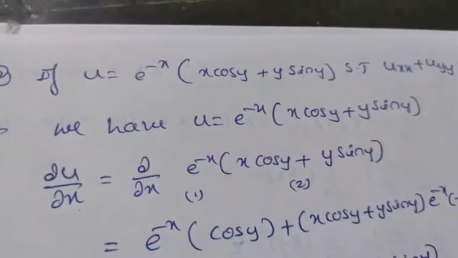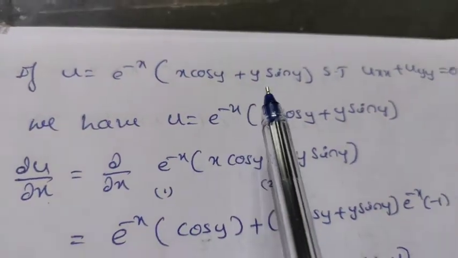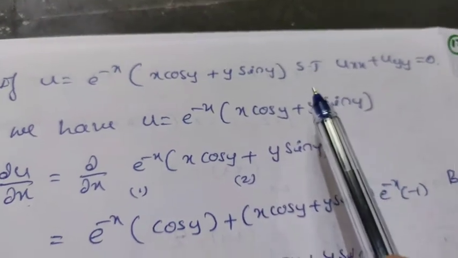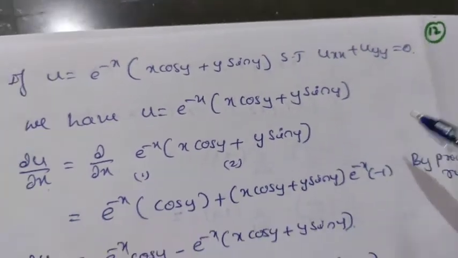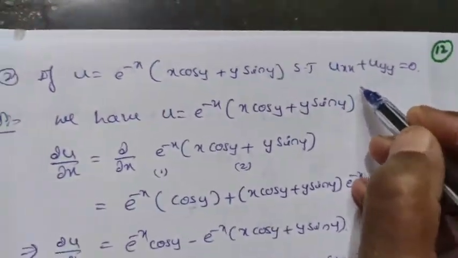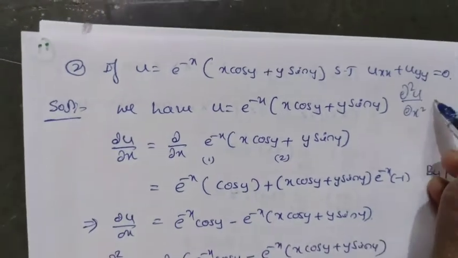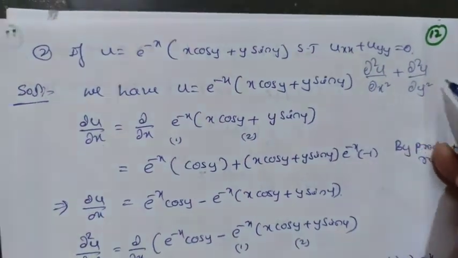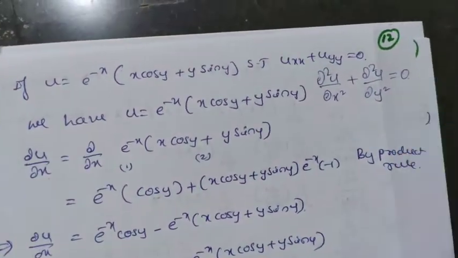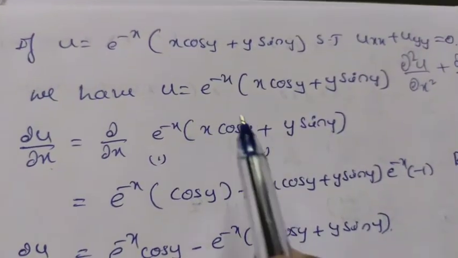Let us take one more example. If u is equal to e raised to minus x times (x cos y plus y sin y), then show that uxx plus uyy is equal to 0. That is, uxx means ∂²u/∂x² plus ∂²u/∂y² is equal to 0. This we know.